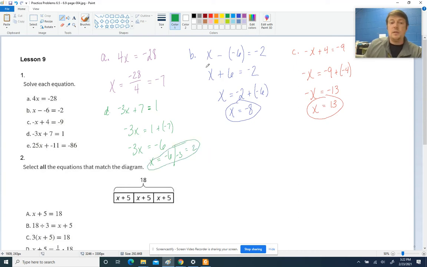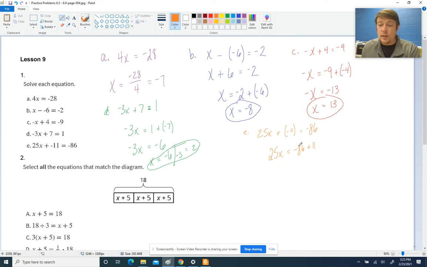So that one turns out to be 2. Last one, and I'll do this one in orange over here for E. All right, we got 25x plus a negative 11 equals negative 86. So we want to get rid of this negative 11 first before we can split these 25x's up equally. The way I'm going to get rid of a negative 11 is I'm going to add a positive 11. So the 25x will be worth whatever negative 86 plus 11 equals.